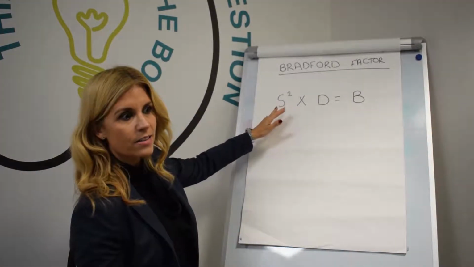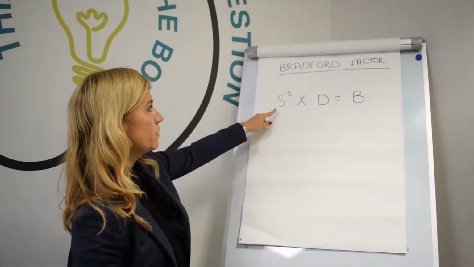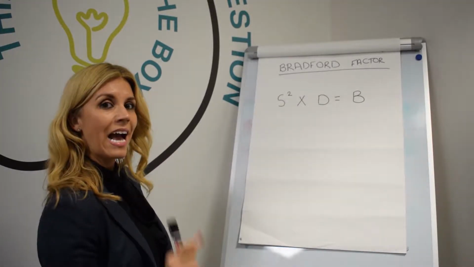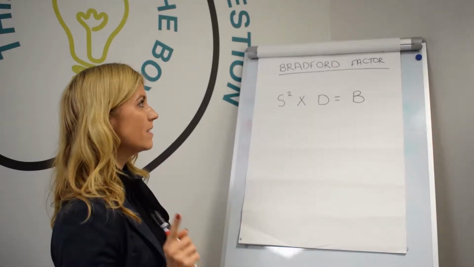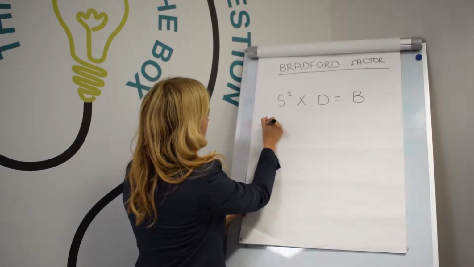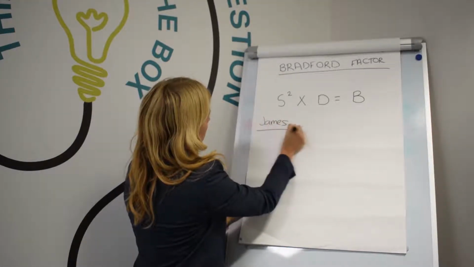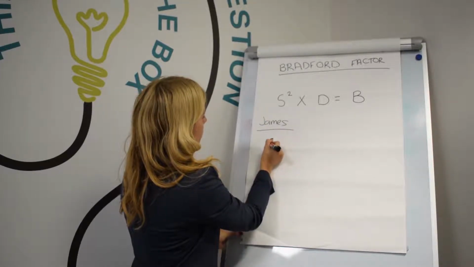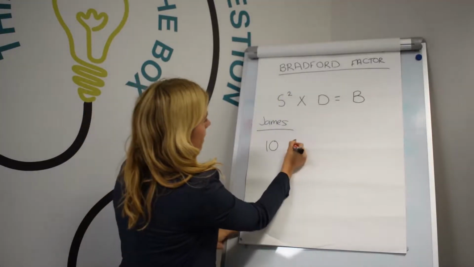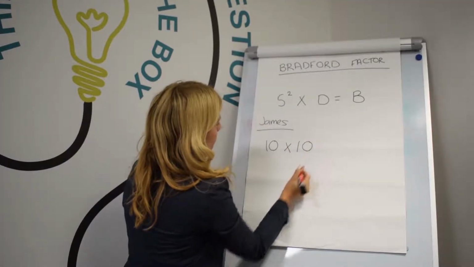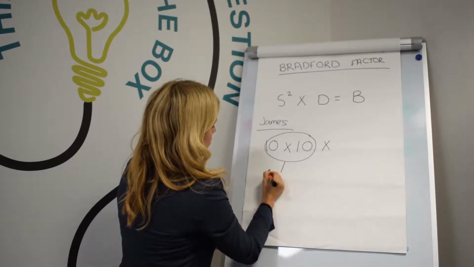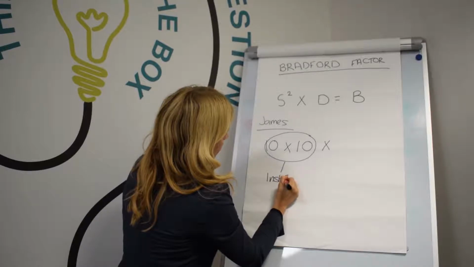Say you had James. James has been off 10 separate times. So when I say instances, I don't mean one occasion, I mean how many times in a year has he been off? He's been off 10 times. So we do 10 squared, so 10 times 10. And that is your instances of sickness.